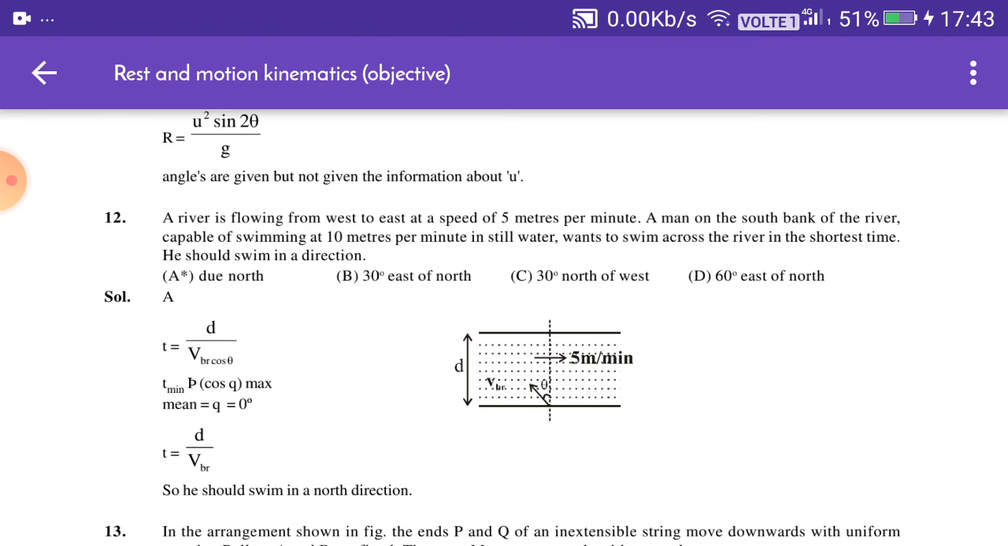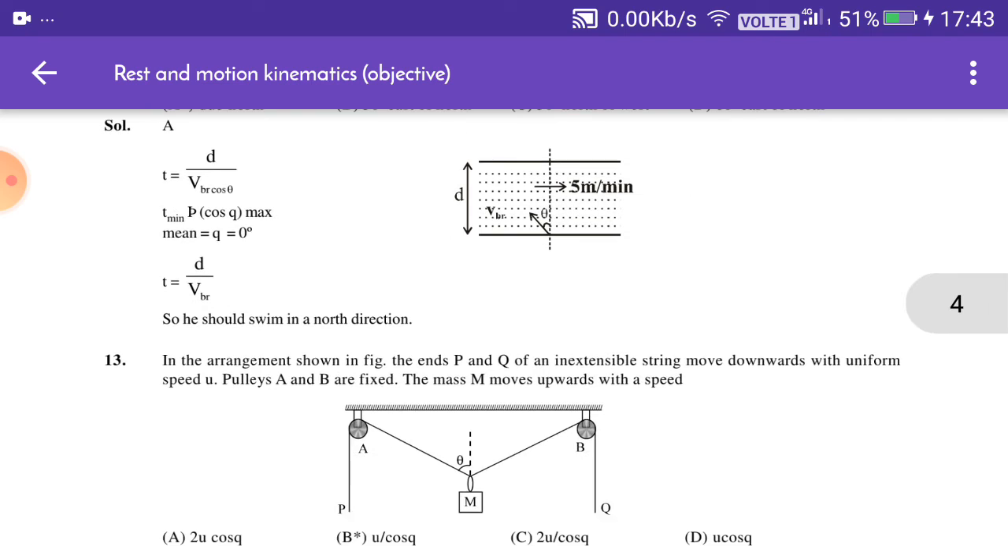So in which direction should he swim? North direction, because the river is flowing in which direction? West to east, that is, from where VBR is to here, so it is flowing in the direction the arrow is shown. So if the person is swimming in the west to east direction, or in the opposite direction, then he may not swim across because of the flow. So he has to go in the opposite direction.